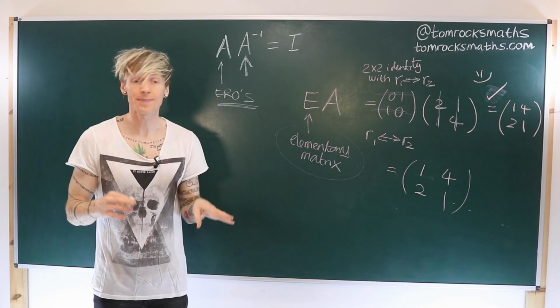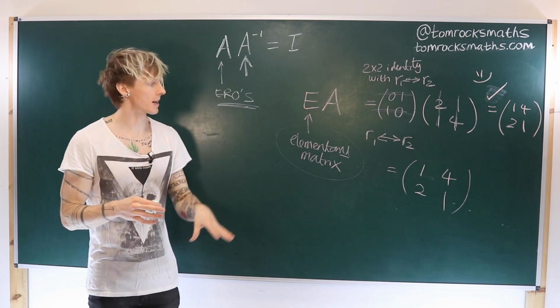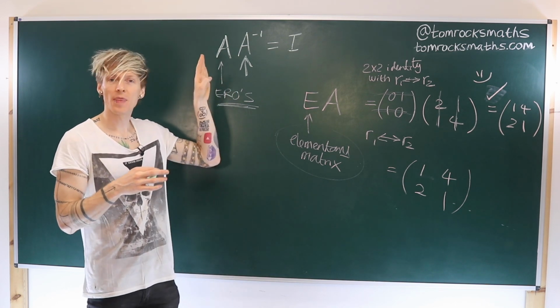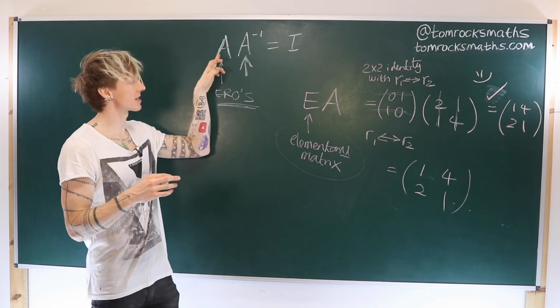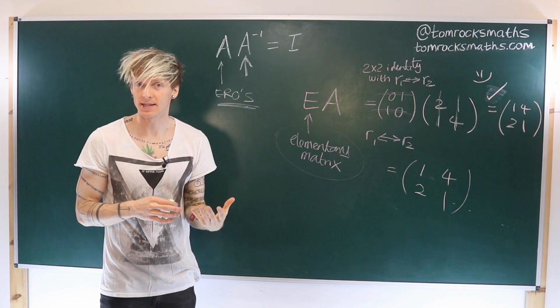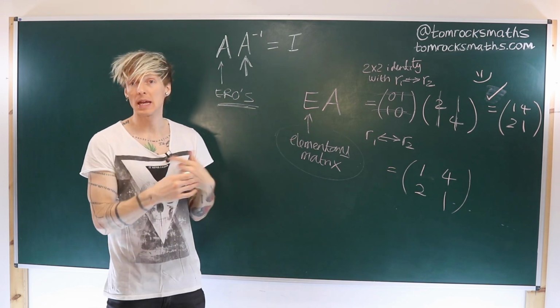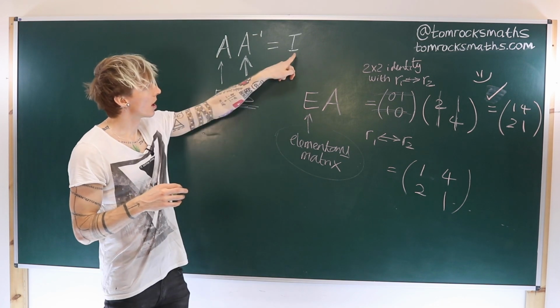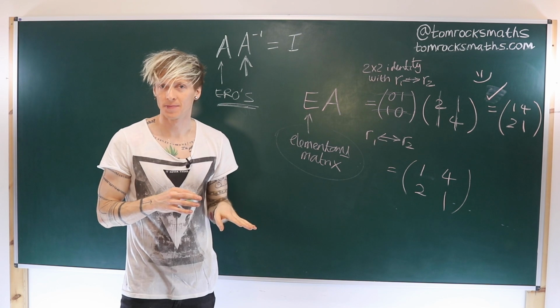So ultimately, what this means is that if we can keep track of the EROs that we are using to turn our starting matrix A into the identity, and then we do the exact same EROs to the identity matrix, we will get the inverse.